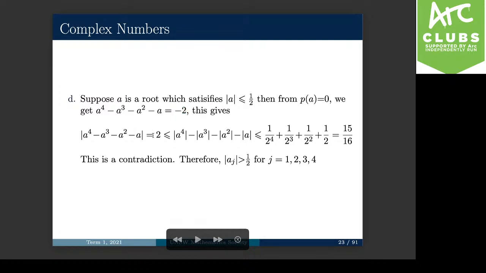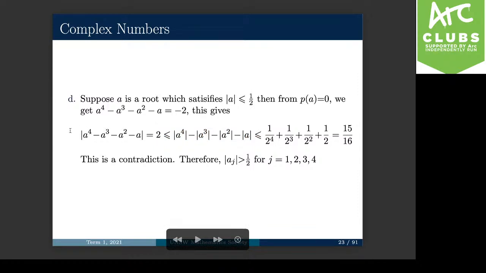And this gives, if we take the absolute value of both sides, a to the power 4 minus a cubed minus a squared minus a, the absolute value of minus 2, which will be 2. And here we're just applying the triangle inequality. I think that's the name.